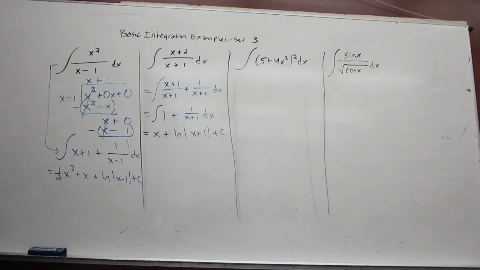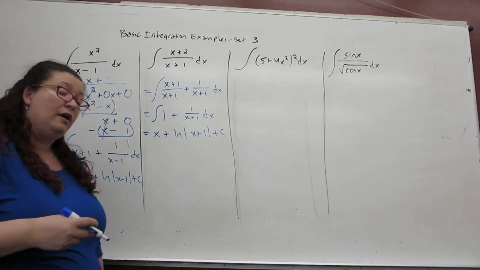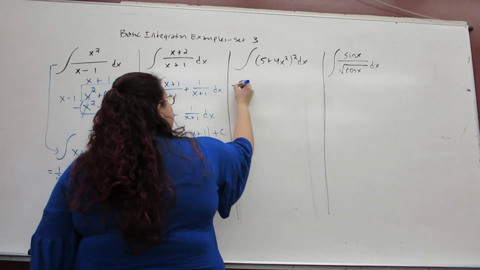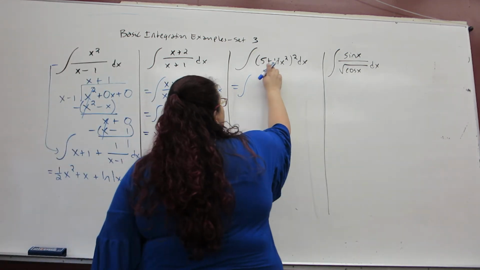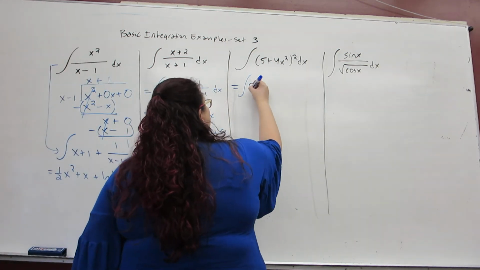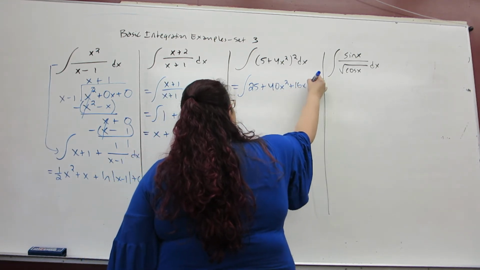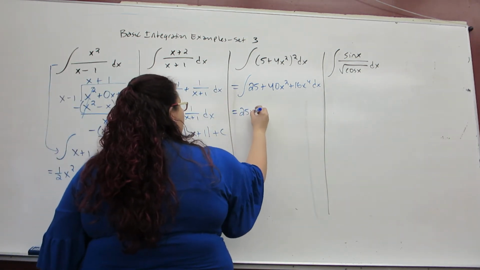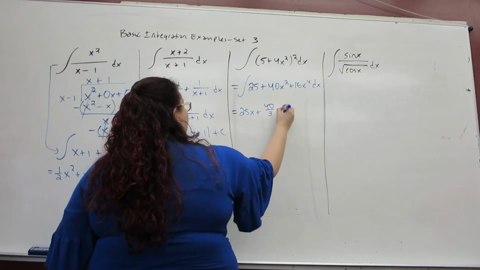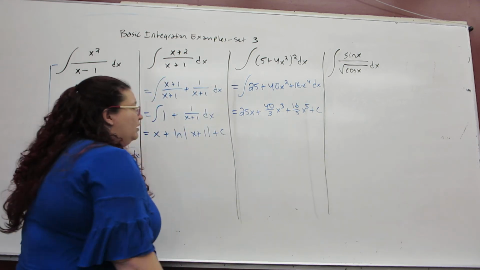For my third one, it looks like maybe I should do U substitution with a u equal to 5 plus 4x squared, but you then wouldn't have anything for the du, so I'm not going to do U substitution. Instead, before I try to integrate, I'm going to FOIL out that squared. So I'm going to take 5 plus 4x squared times itself. I get 25 plus 40x squared plus 16x to the 4th. And now it's just a straight up power rule. So this becomes 25x plus 40 over 3x cubed plus 16 over 5x to the 5th, all plus c.